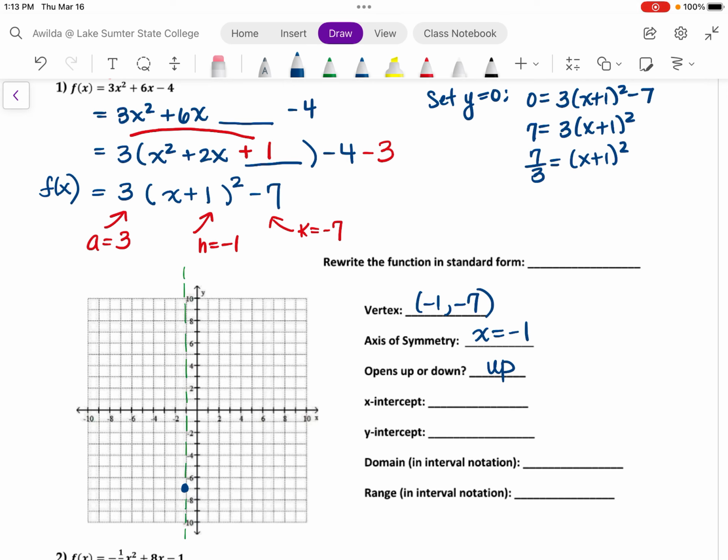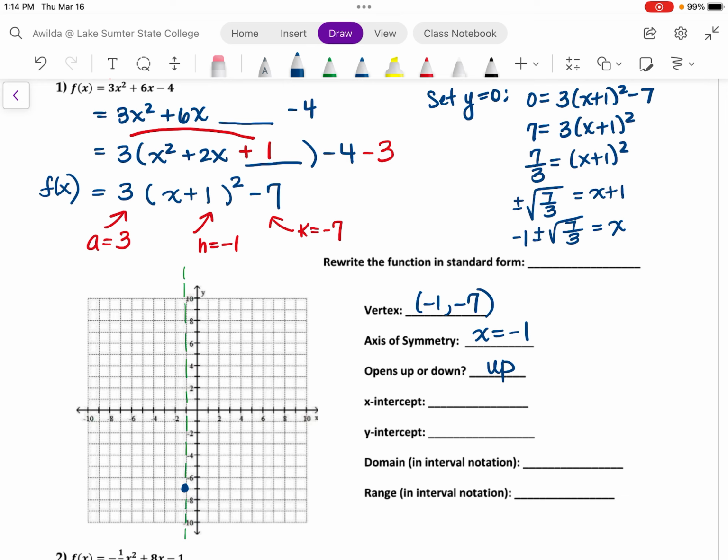And then using the square root property, I get that plus or minus the square root of 7/3 is equal to x plus 1. And finally, subtracting 1 from both sides, we get that negative 1 plus or minus the square root of 7/3 is equal to x. Now that square root of 7/3 is not in its most simplified form, but we can keep that for now. The correct simplified form would be square root of 21 over 3.